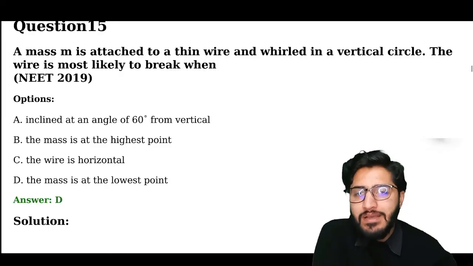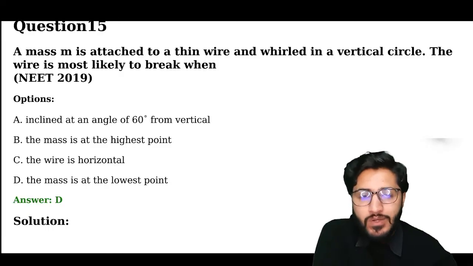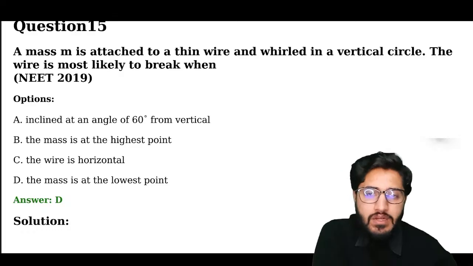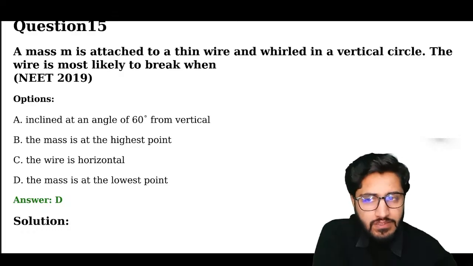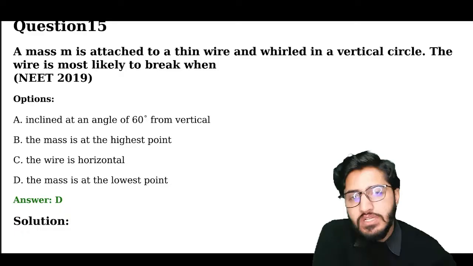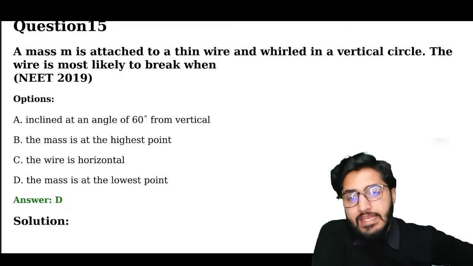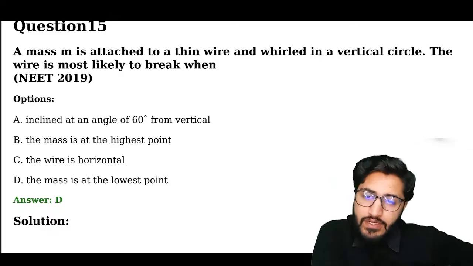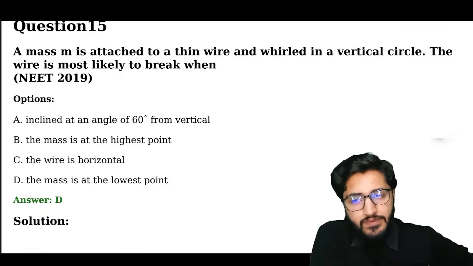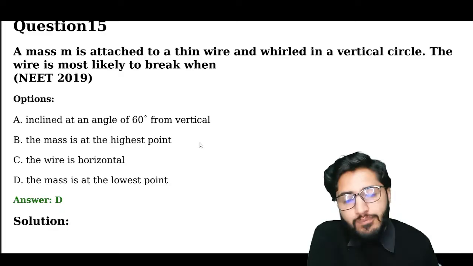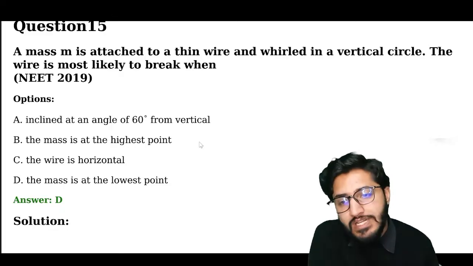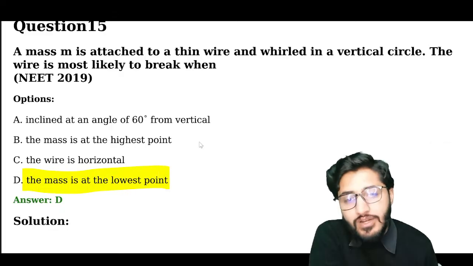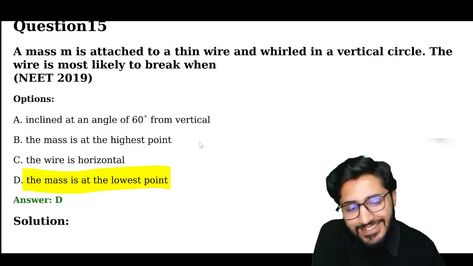A mass M is attached to a thin wire and whirled in a vertical circle. The wire is most likely to break when inclined at an angle from vertical. The options: the mass is at the highest point, the wire is horizontal, the mass is at the lowest point. We know it will break at the point where tension is maximum. Tension is maximum only at the lowest point. So answer D is correct.